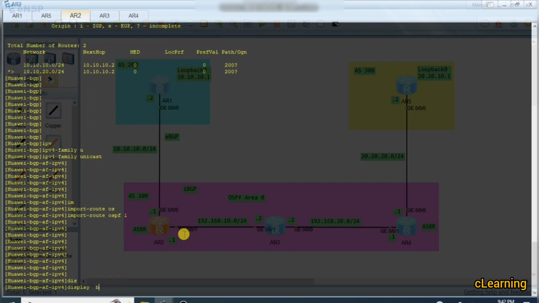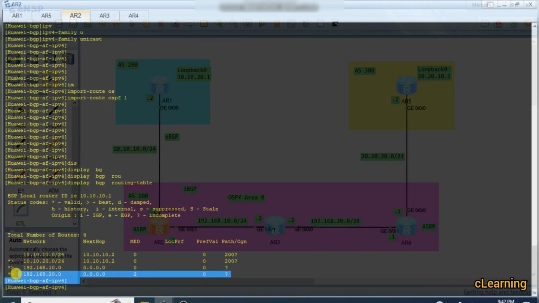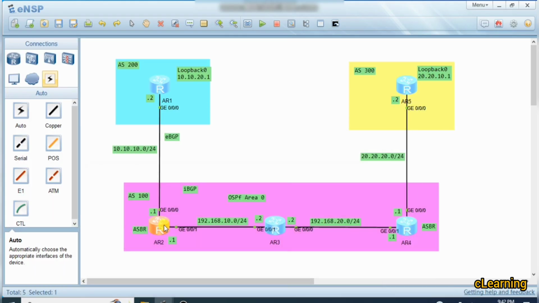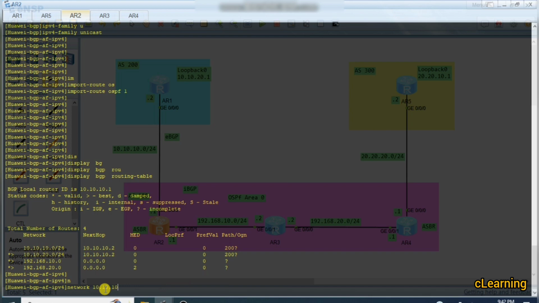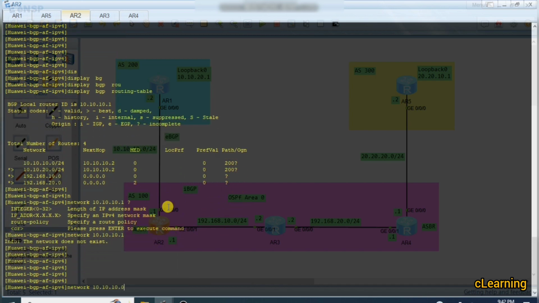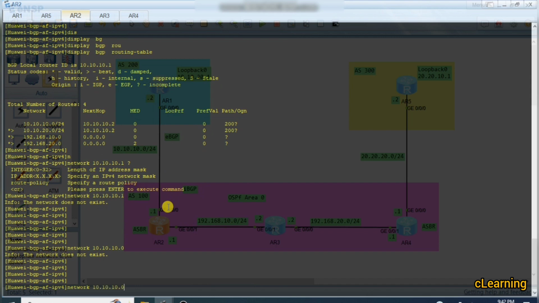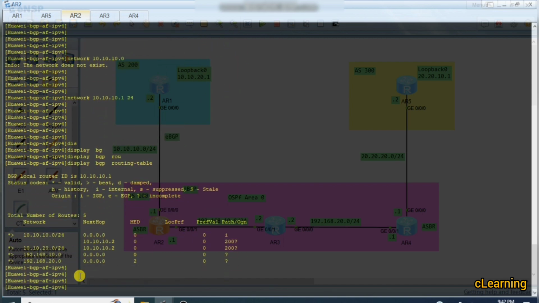So now you will observe, display BGP routing table. Now you can see this route exists, 10.0 and 20.0, all routes exist in this routing table. Also we have to give this route via the network command. So network 10.10.10.1, which is this network, 10.0, okay, 10.1 and 24, okay. So display BGP routing table. Now you can see all routes exist.